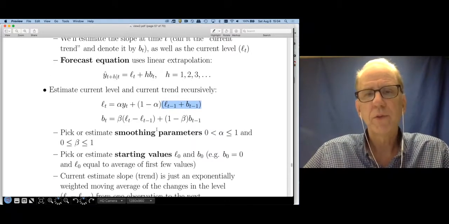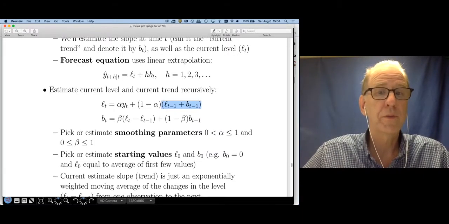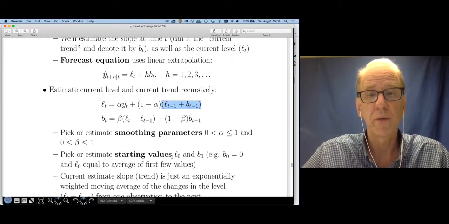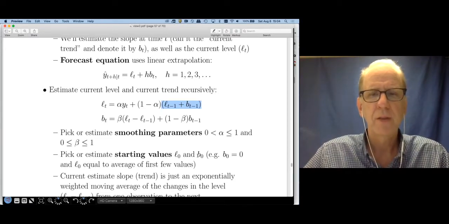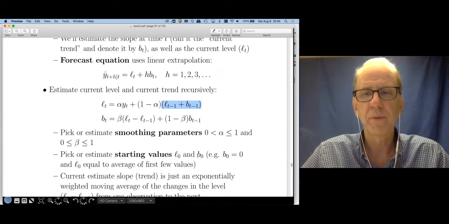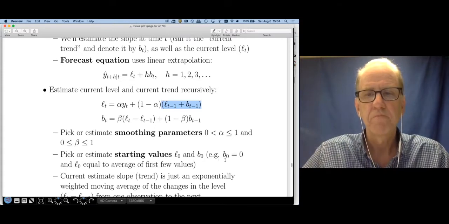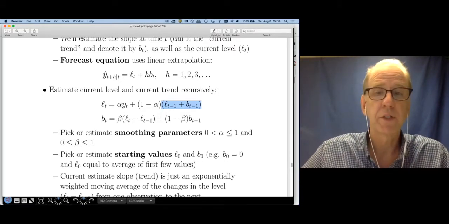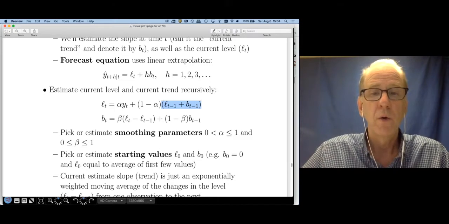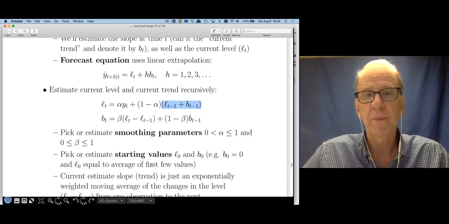All right, so now we have two smoothing parameters. We're also going to have two starting values. So we have to pick the starting level as well as the starting slope. And so, as I said in the previous lecture, you can either take some values for this. For example, you could just take a starting slope of 0 and take the starting level to be the average of the first few values. Or you could have them estimated by the model.